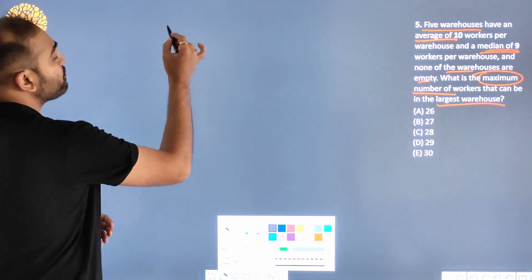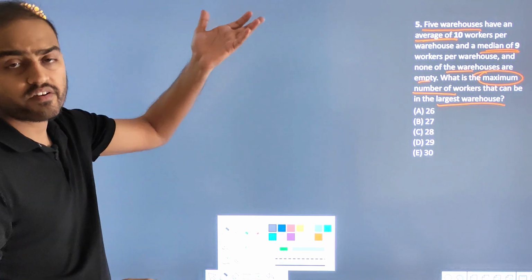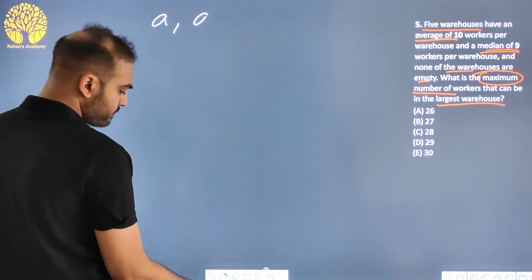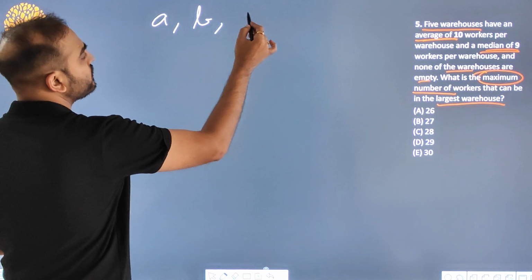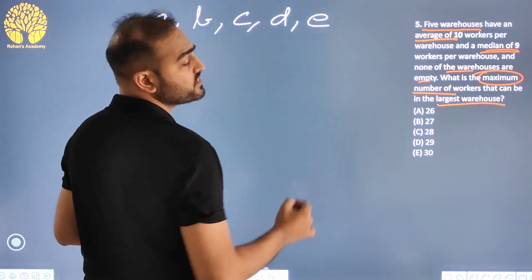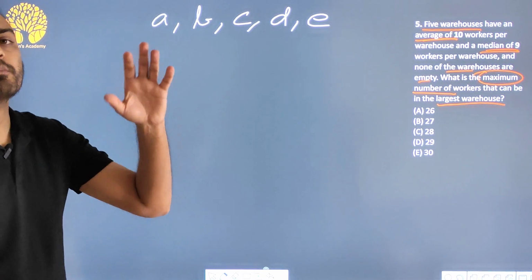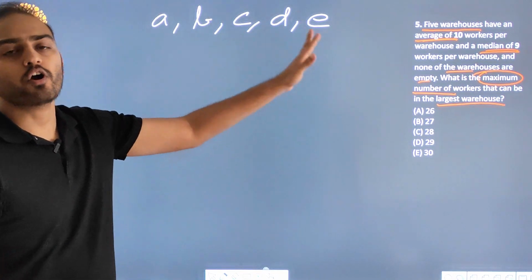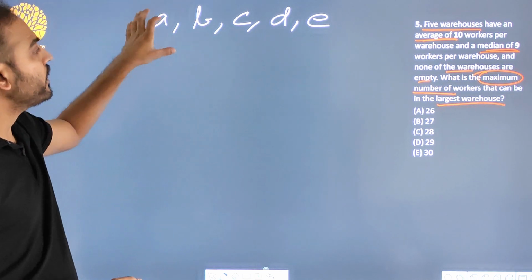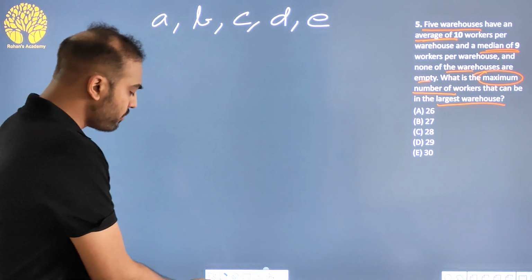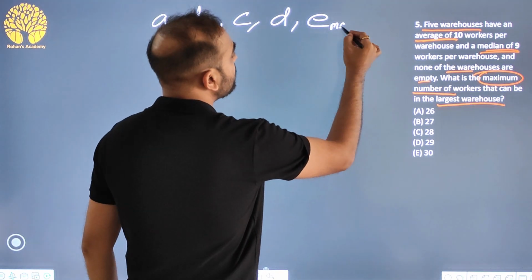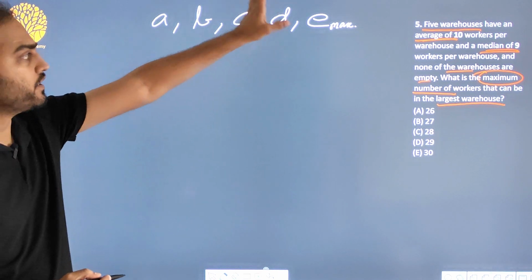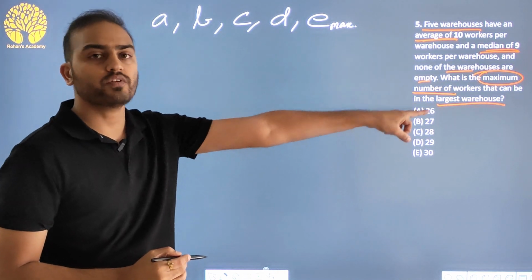Because we have random numbers, all the 5 warehouses may have different values. So let the number of people in the 5 warehouses be A, B, C, D, E. Now you know, for median we arrange the values. Say the values are in increasing order, which means E is the highest, A is the smallest. From the question I need to find the maximum value of E.